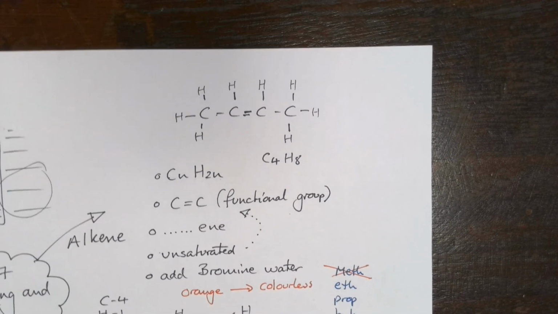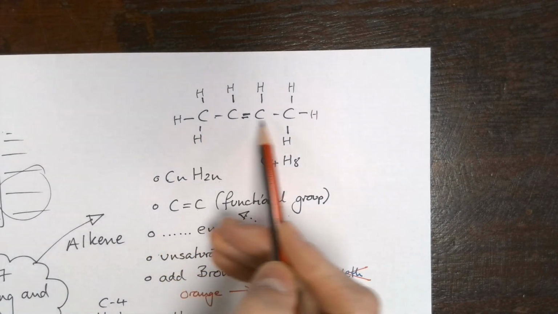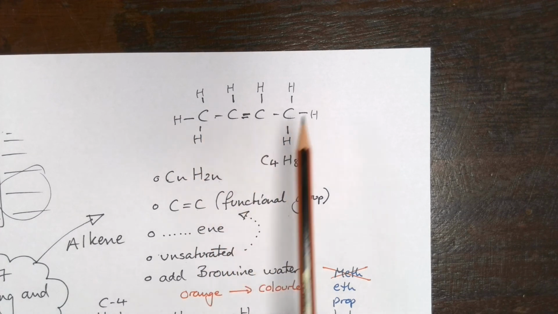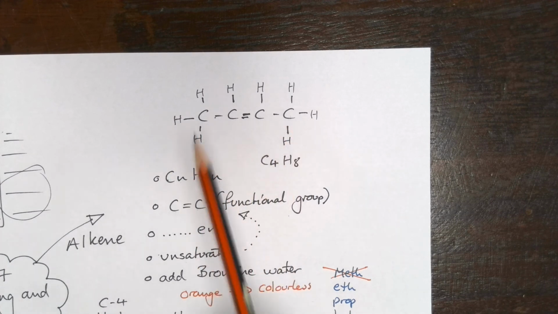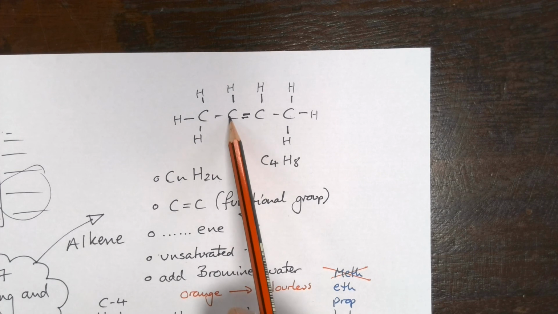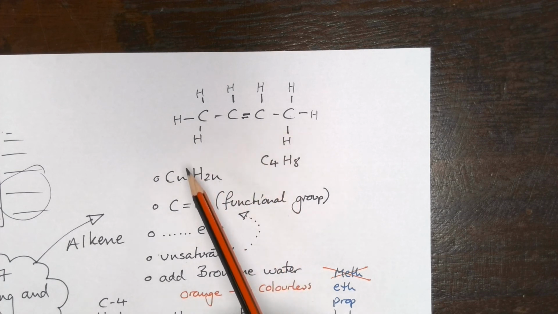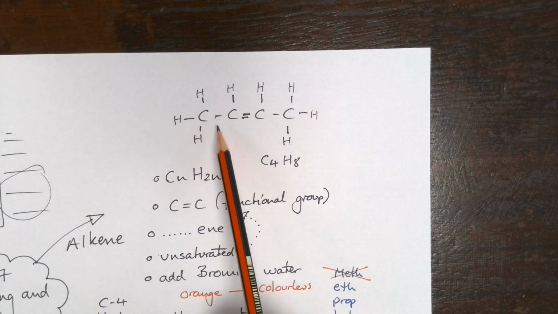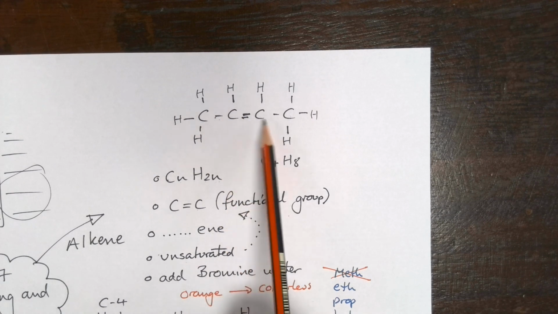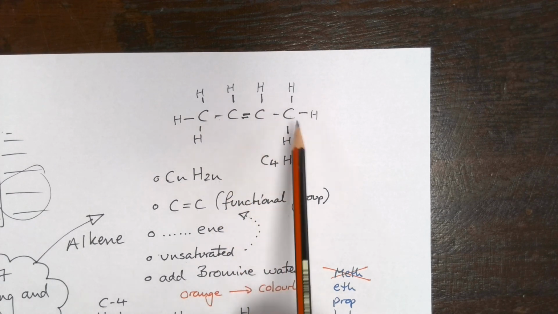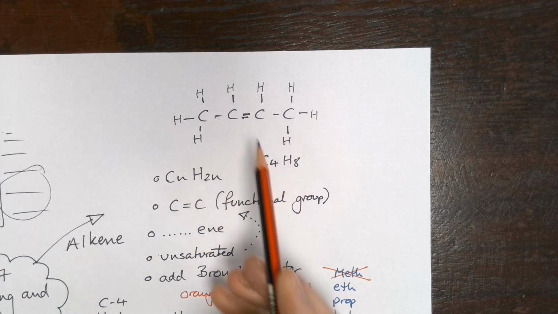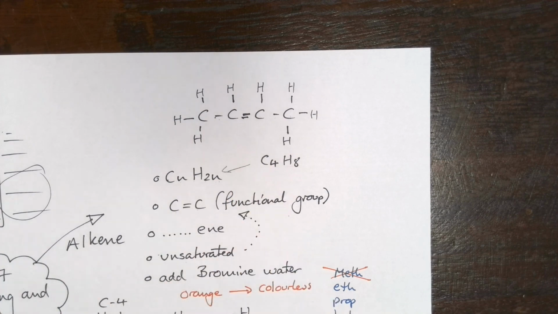Here's an example of how to draw one. So I've taken here, we've got butene. So we've got 1, 2, 3, 4 carbons with a double bond in the middle. You could do the double bond between carbon 1 and 2 or 3 and 4. It doesn't make any difference. But as long as you follow the rule that each carbon has 4 covalent bonds, 1, 2, 3, 4, 1, 2, 3, 4, and so on, and each hydrogen has 1, you will end up with the correct formula, which should match the general formula.